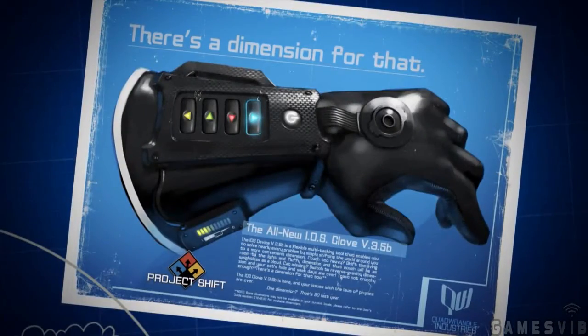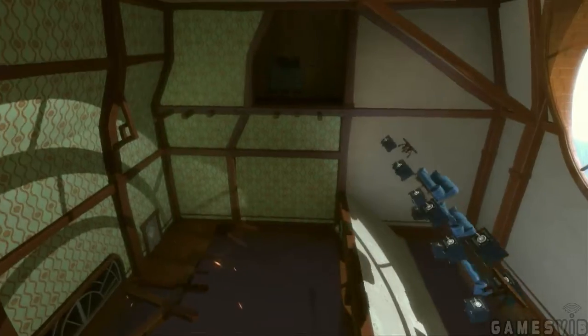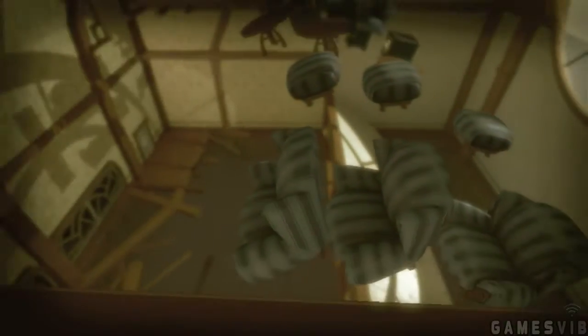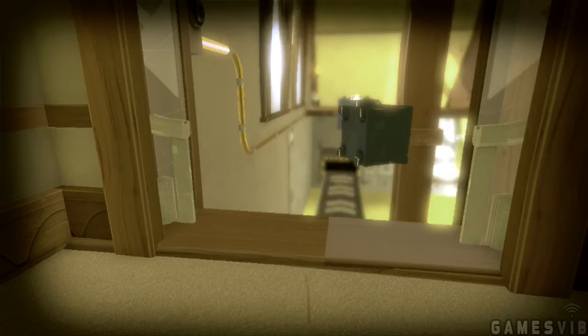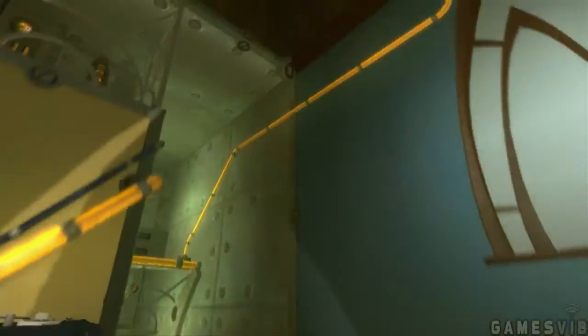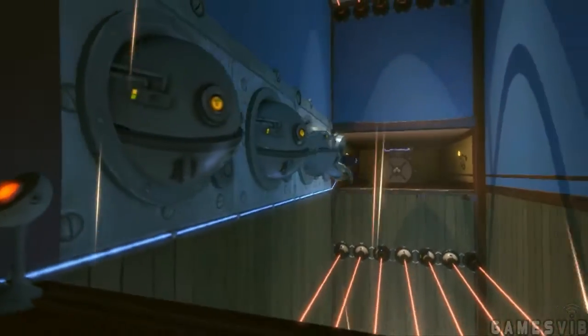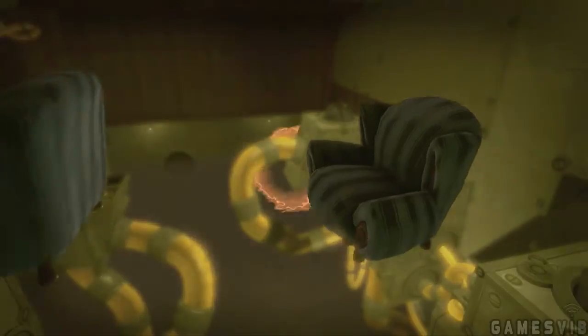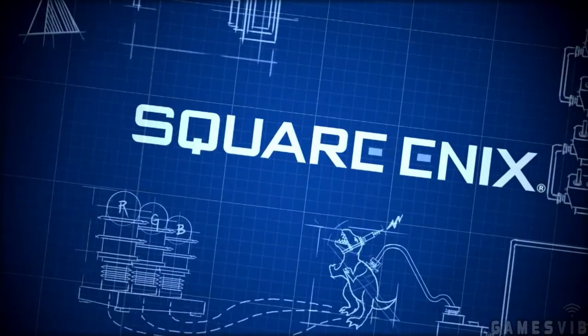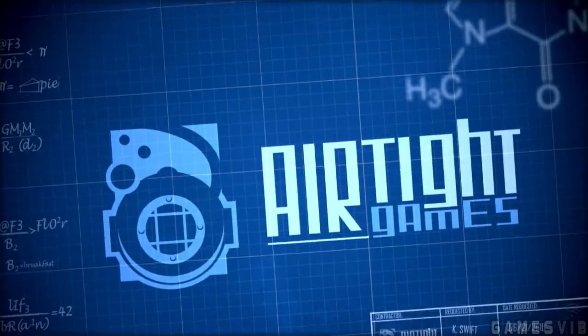However, with the handy-dandy interdimensional shift device, say goodbye to the laws of physics. Whatever you may need, there's a dimension for that.